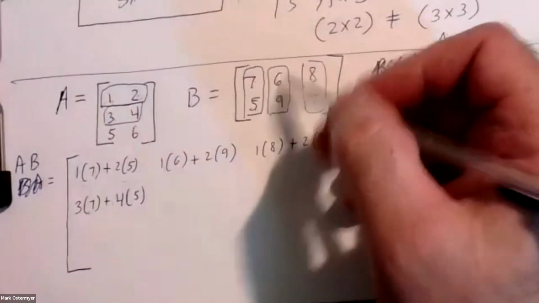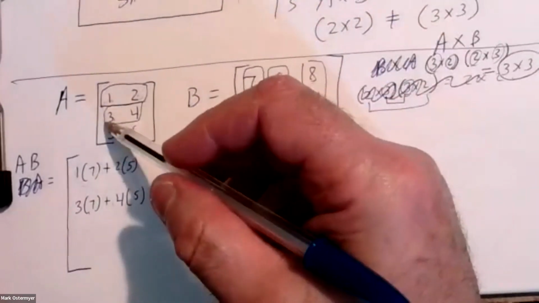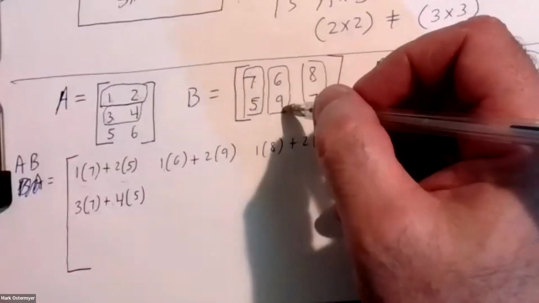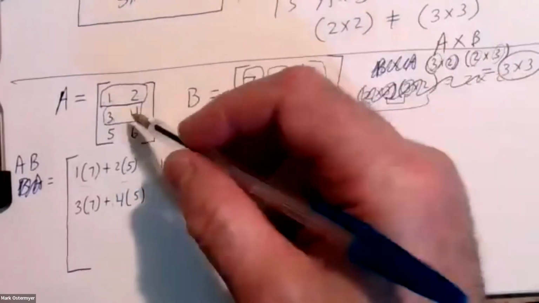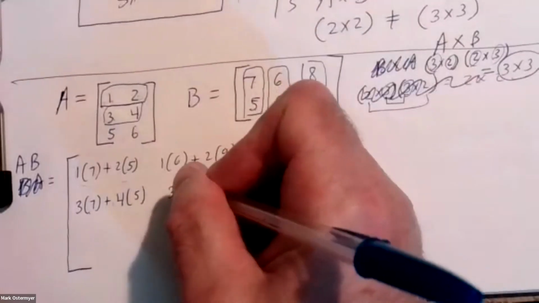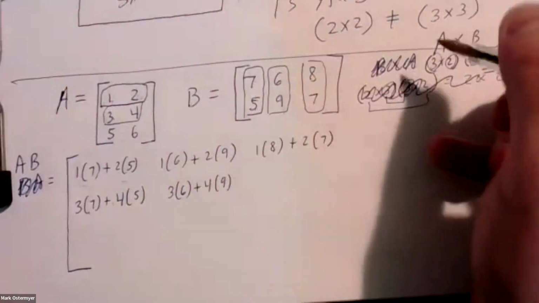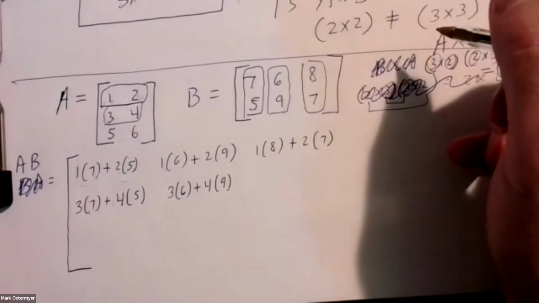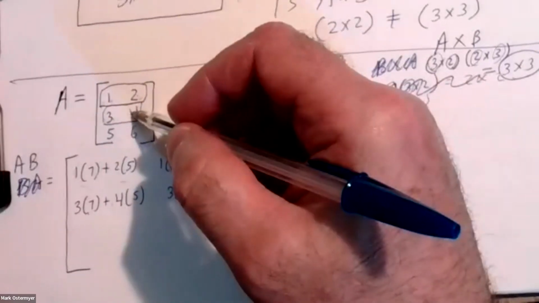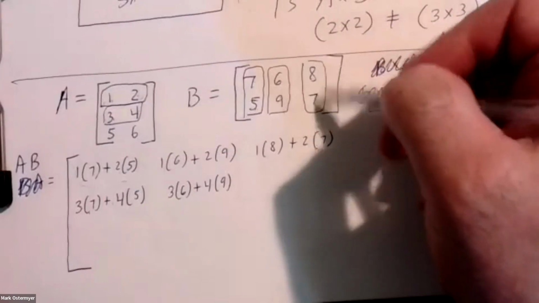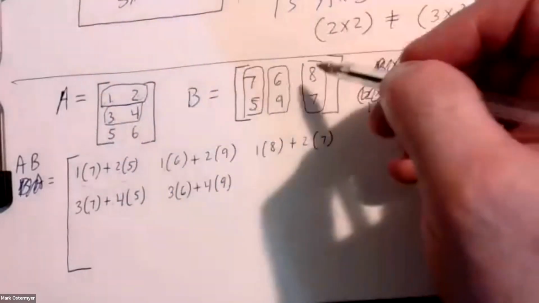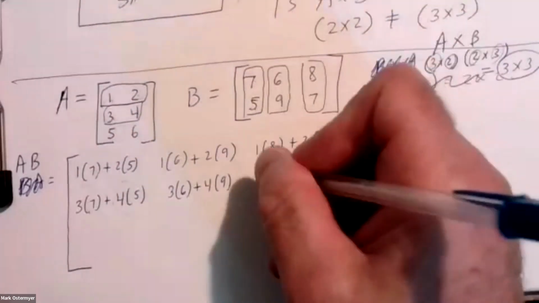The 2,2 entry of my product matrix is found by taking row 2 of matrix A times column 2 of matrix B. 3 times 6 plus 4 times 9. The 2,3 entry of my product matrix is found by taking row 2 of matrix A and multiplying it by column 3 of matrix B. That is to say 3 times 8 plus 4 times 7.